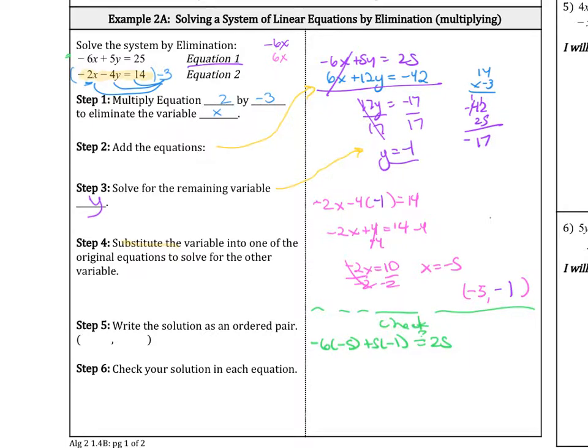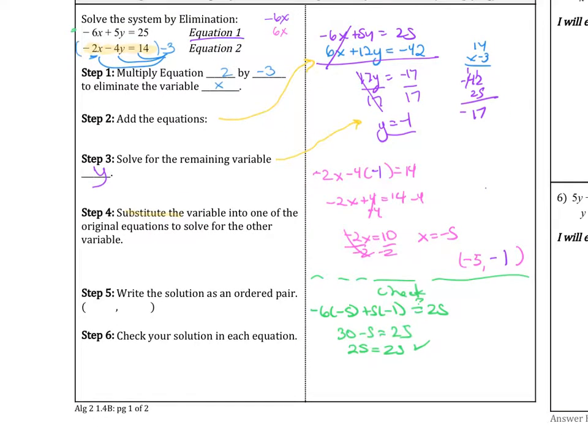So this is positive 30 minus 5. Does that equal 25? Yes, 25 equals 25, so that checks out pretty good. Let's try out the other one. So we're going to plug in negative 2 times our x value of negative 5, minus 4 times our y of negative 1. Does that equal 14? So this is 10 plus 4 equals 14. And 14 does, in fact, equal 14. So that is true.